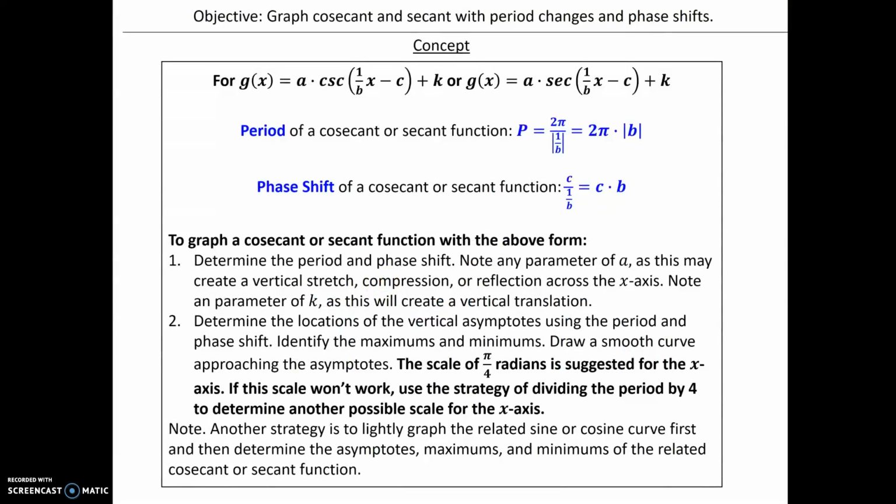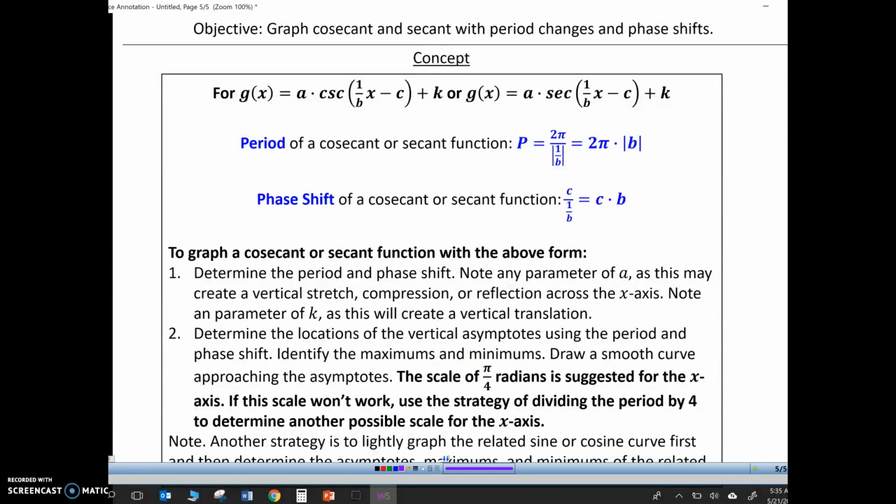So here is the general form for cosecant of x and secant of x, and I want you to notice we've spent the past couple of days graphing tangent and cotangent. Notice how the period's back to 2 pi. Tangent and cotangent are the two functions that go with pi, as far as period. But cosecant and secant line up with our sine and cosine functions.